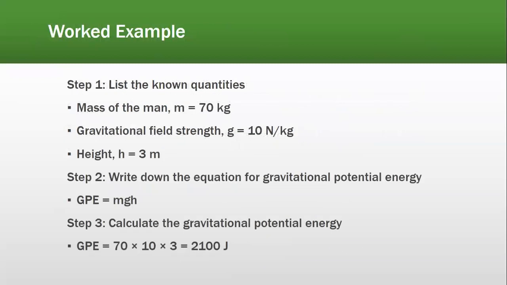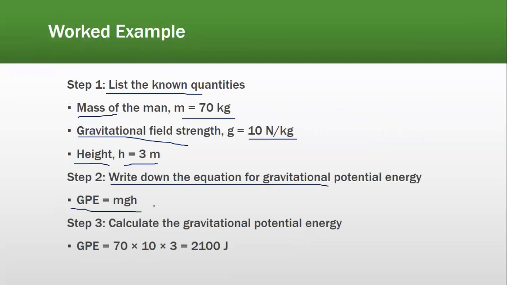Let's check if we are correct. First of all, list the known quantities. The mass was 70, gravitational field strength was 10, the height was 3. Write down the equation. GPE is equal to mgh. I need each and every step of these when I give you the questions. Again, you have to show each and every step.